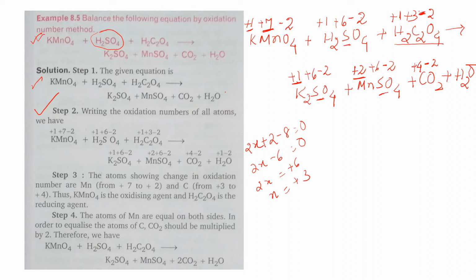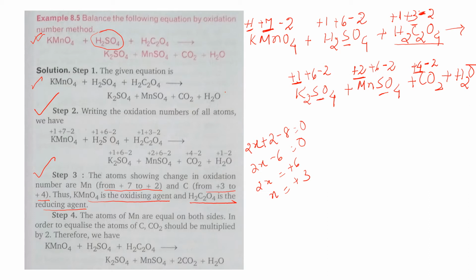Now see carbon. On the left hand side carbon is +3, on the right hand side carbon is +4. That means there is a change. So in step 3, the atoms showing change in oxidation number are Mn from +7 to +2 and carbon from +3 to +4. Thus KMnO4 is the oxidizing agent and H2C2O4 is the reducing agent.